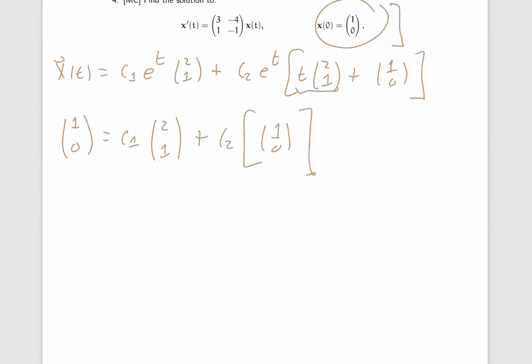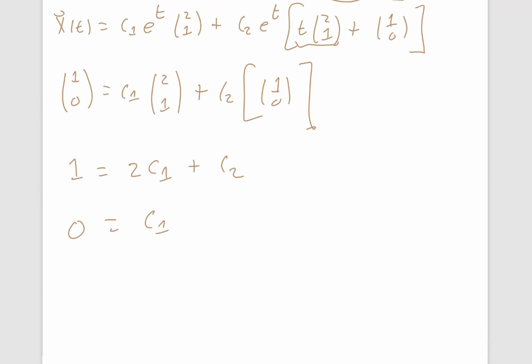So we've got two equations. One is 1 equals 2c1 plus c2. That's what the top equation says. And 0 is equal to c1, plus 0 c2. So this implies that c1 is equal to 0. We plug that into the top equation, and this implies that c2 is equal to 1.